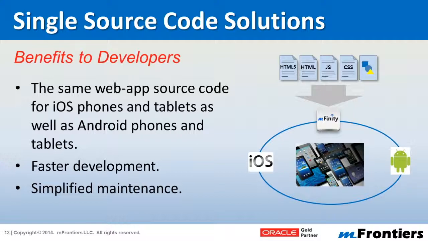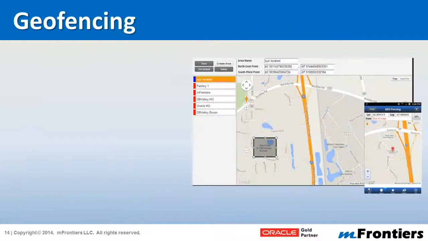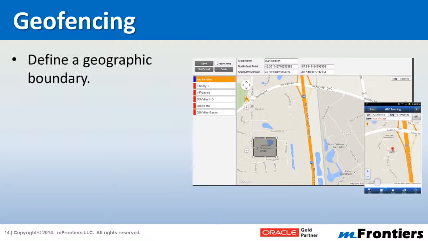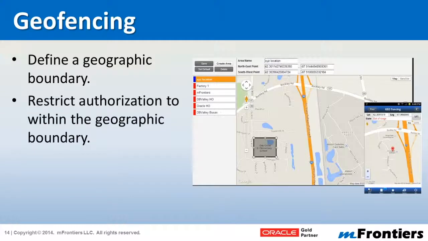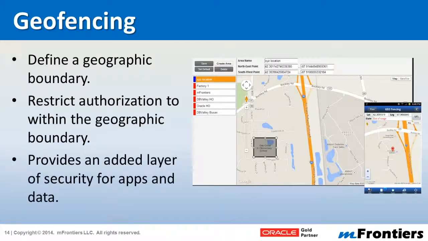One application of native functionality is geofencing. Geofencing is a way to use the mobile device's built-in GPS or geolocation services to define a geographic boundary and restrict authorization for an application to within that geographic boundary. This provides an added layer of security for apps and data. And with mFinity, you don't need to write native code to give your applications geofencing.